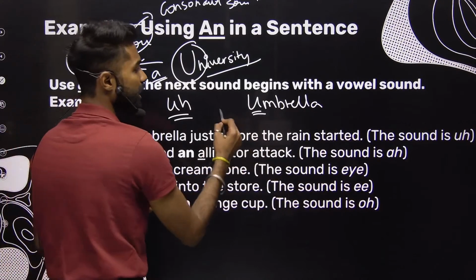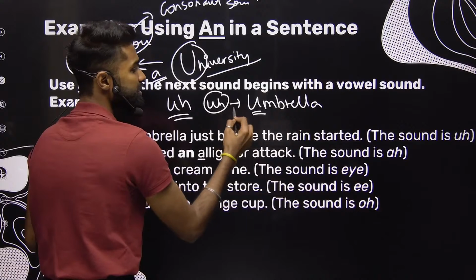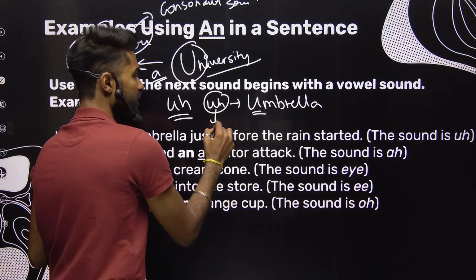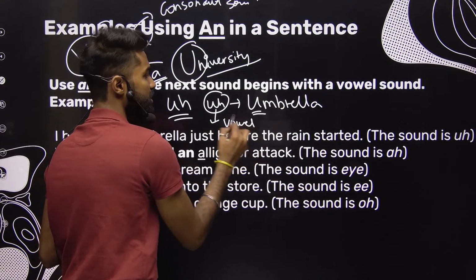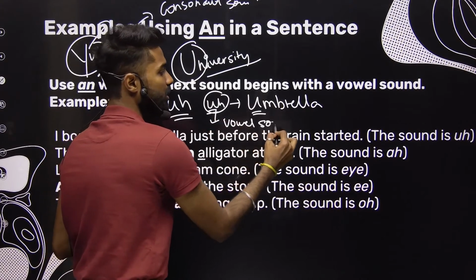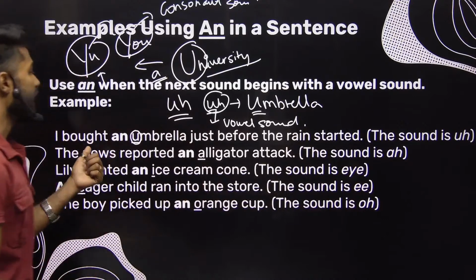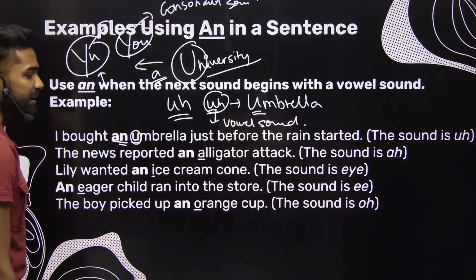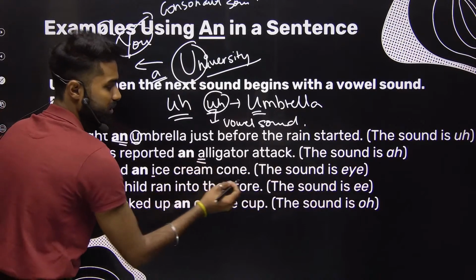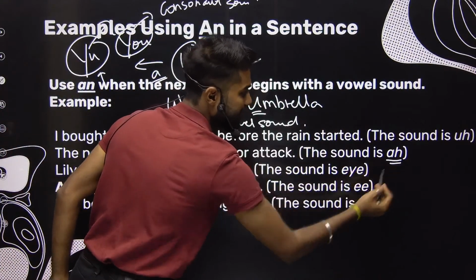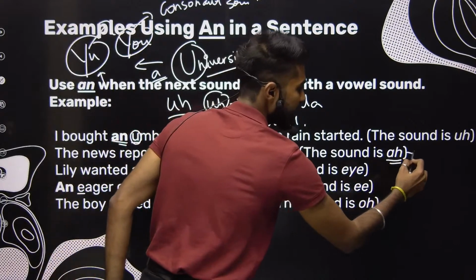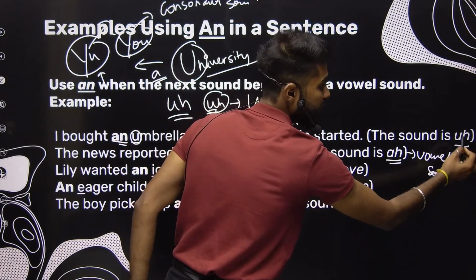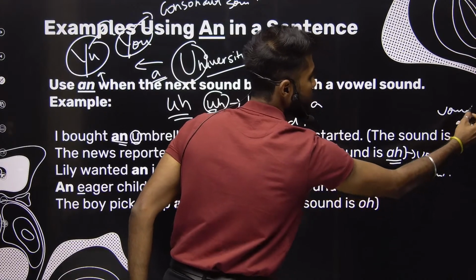Whereas umbrella, the sound produced before this word, okay? Umbrella. So this is a vowel sound. I'm using an before this one, all right? The news reported an alligator. See what sound it is producing? Alligator. So this a is my vowel sound.